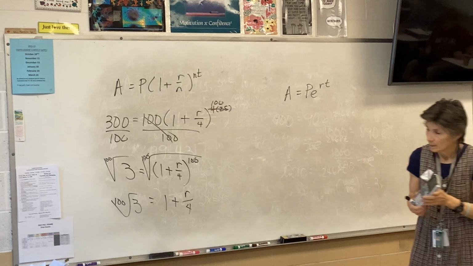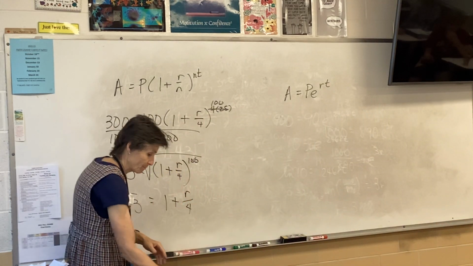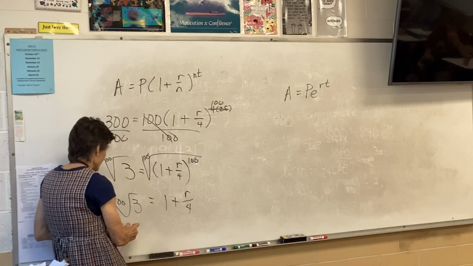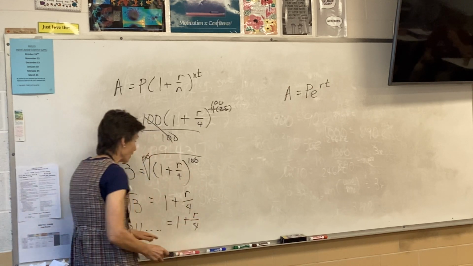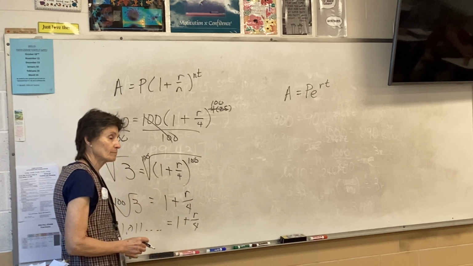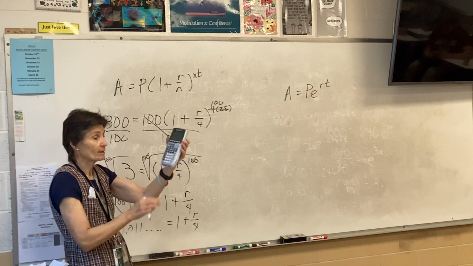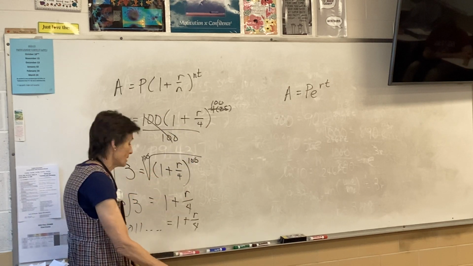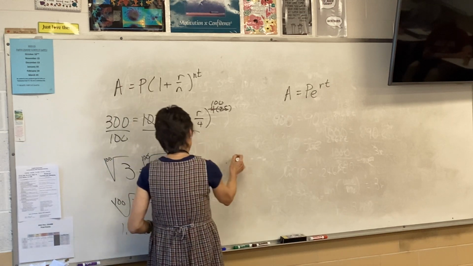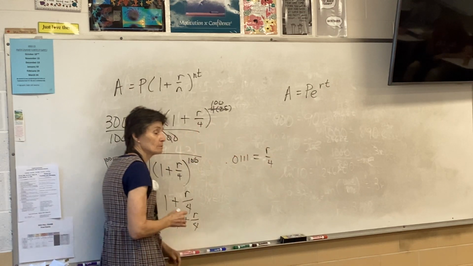Now, again, I really don't want to write that down, because I don't want to round it off. It's 1.011, okay. Now, think about solving. Subtract the 1. So I'm just going to take what's on my calculator, and I'm just going to hit minus 1. Okay? So now I have 0.0111 equals r over 4.